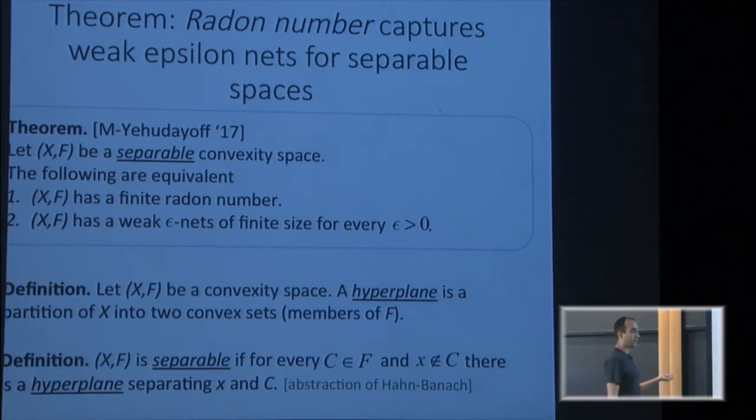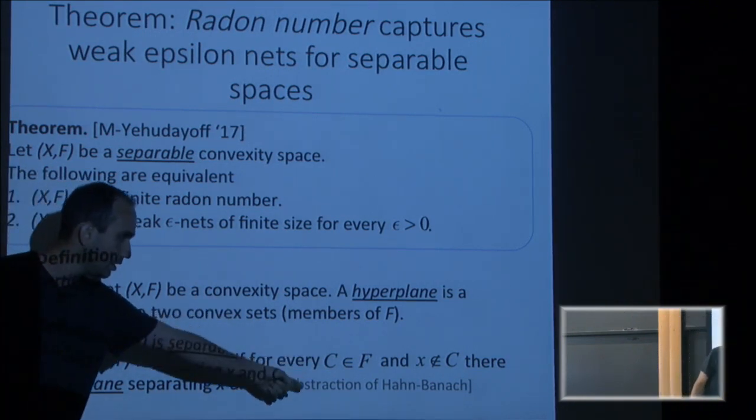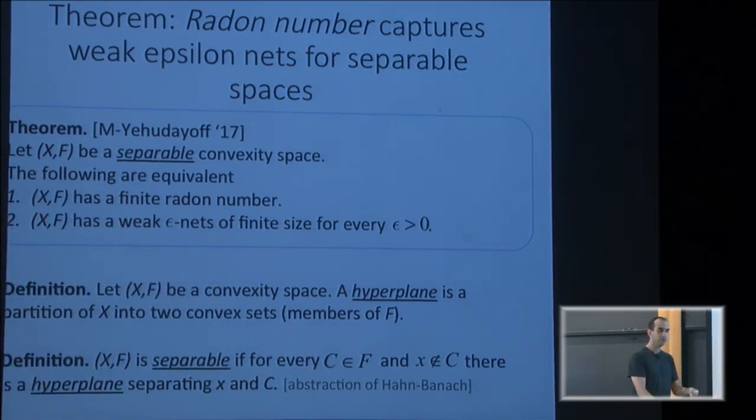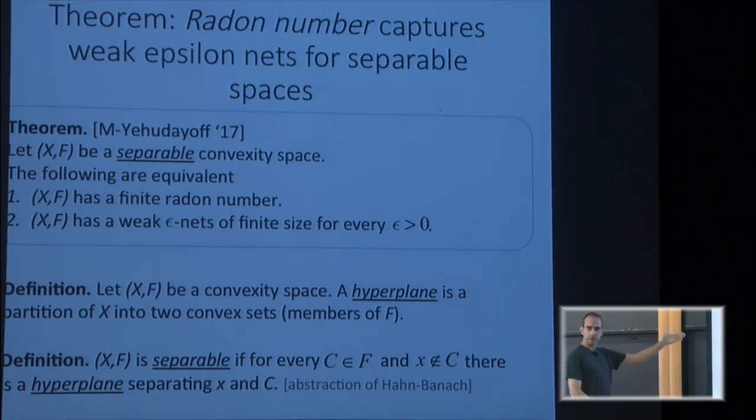For a convexity space, we define a hyperplane as a partition of the space into two convex sets. Whenever we have a partition of X into two sets, both of them in F, we call this partition a hyperplane. And the convexity space is separable if for every convex set and a point outside the convex set, there is a hyperplane separating them. It's just an abstraction of the Hahn-Banach property. So for separable convexity spaces, we know how to do it, and we get worse bounds than the one of epsilon to the d, but similar.